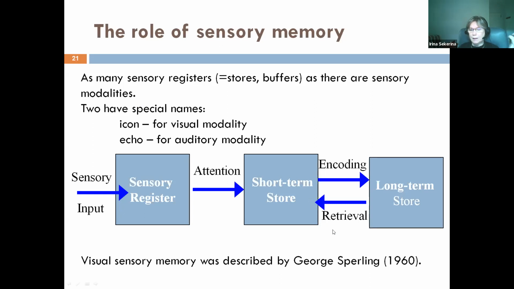Okay? And the term icon in particular comes from the work of George Sperling from 1968. So now think Miller in 1956, Atkinson and Shiffrin in 1968, Sperling 1968. So these years were very fertile for all kinds of developments in cognitive psychology. So why do we care so much about Sperling? Because he actually answered these three questions: what is the duration, capacity, and function of a sensory register? In his case, he studied icons, the visual modality.